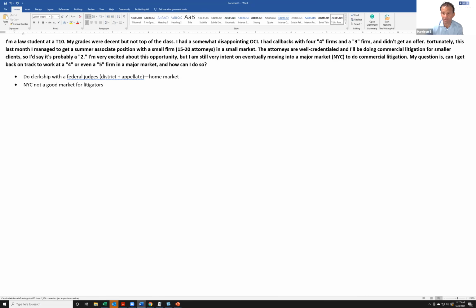If you have a position as a summer associate in a small market, I would recommend doing whatever you possibly can to get an offer there and working as hard as you can and doing the best job possible. You actually may be happier in the long run working in a smaller firm in a small market. Most of the people that I know, I think small markets are great.